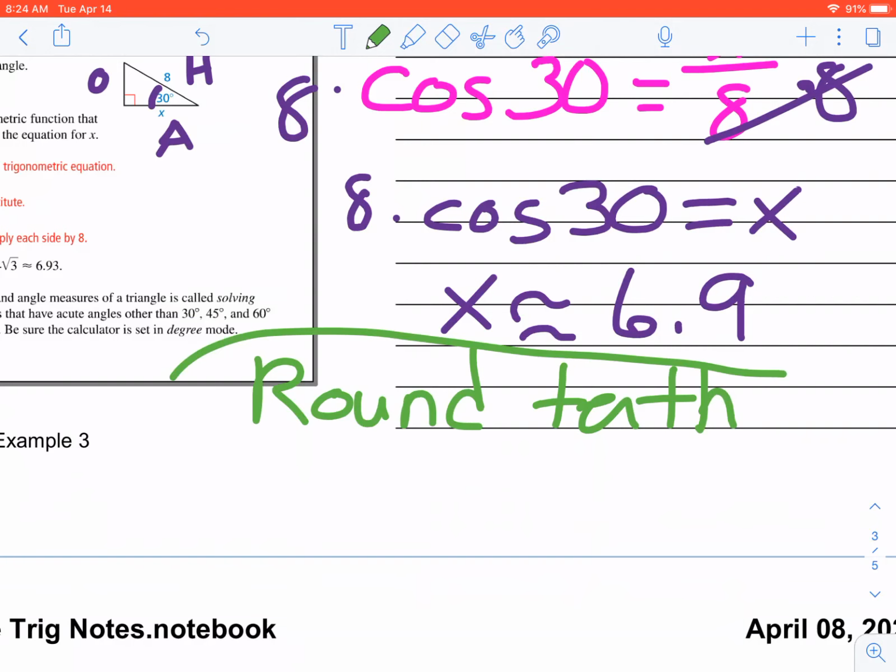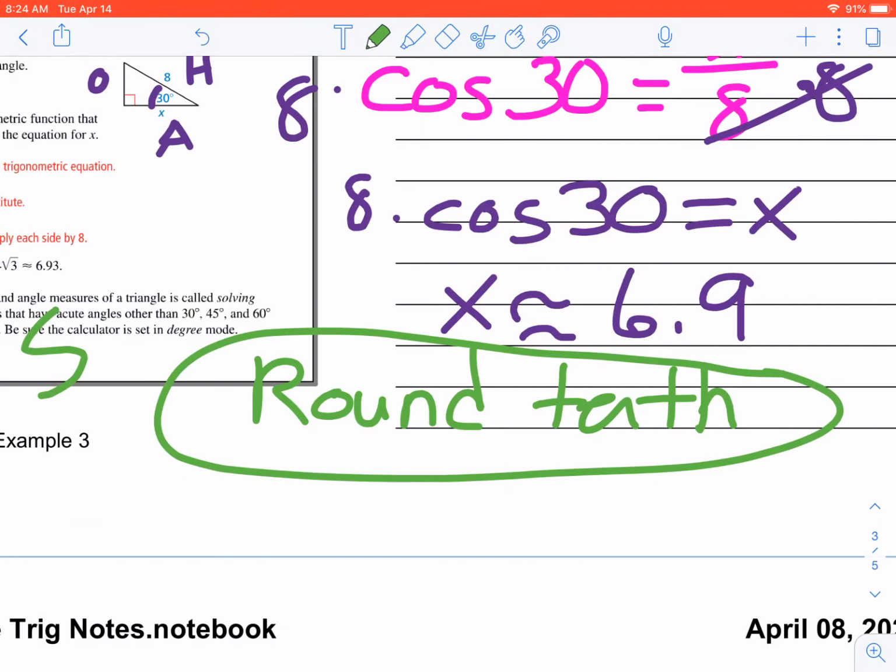Okay? So whenever you see my keys or anything like that, when you're talking about side length, you round the side length to the nearest tenth unless the directions say otherwise. When we talk about angles tomorrow, you always round angles to the nearest whole number. Again, side length to the nearest tenth. So this would be 6.928, which would round to 6.9. So that would be our x.